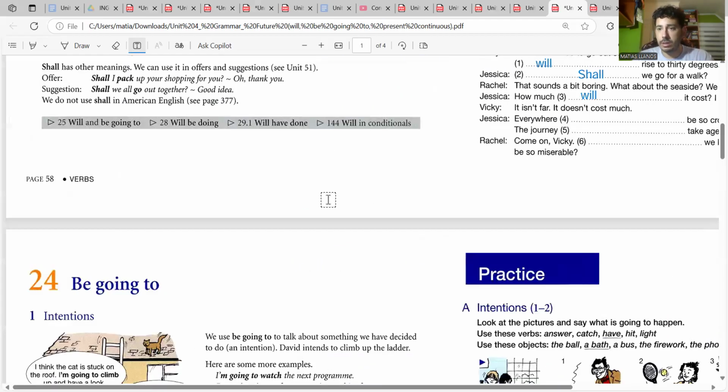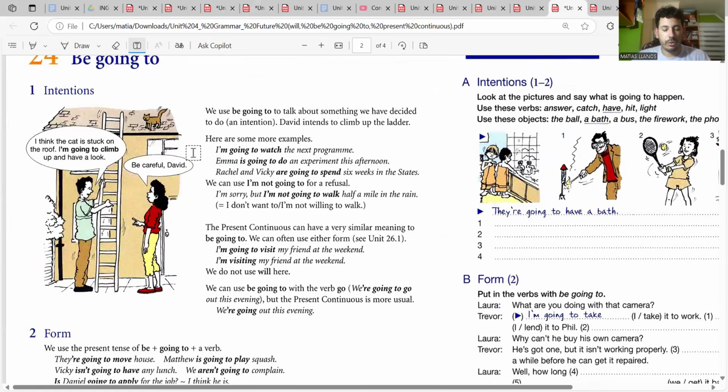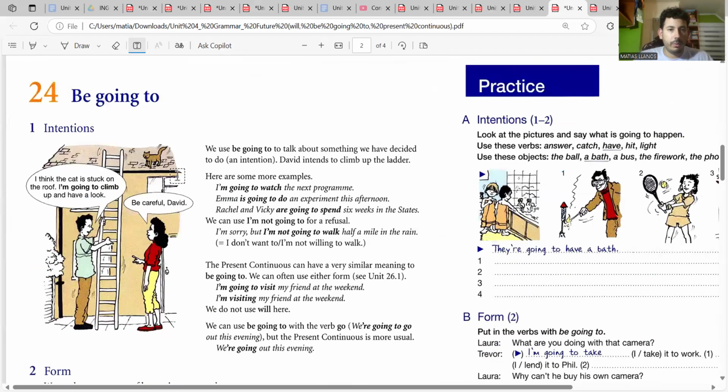See, very simple, very quickly. Be going to. So for be going to, we use be going to talk about something we have decided to do. We have an intention to do it.